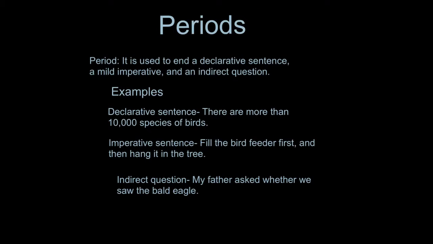Periods. A period is used to end a declarative sentence, a mild imperative, and an indirect question. Some examples of a declarative sentence: There are more than 10,000 species of birds. An imperative sentence: Fill the bird feeder first and then hang it in the tree. That states a command, so it is an imperative sentence, therefore needing a period.